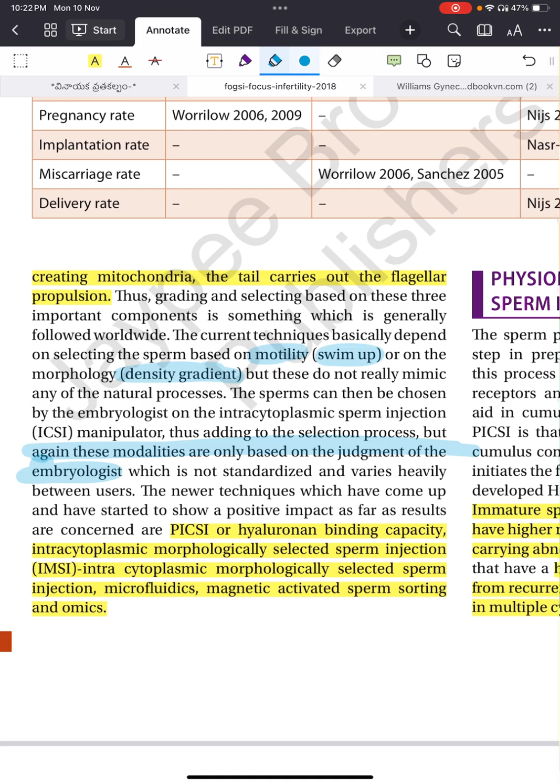PICSI, or hyaluron binding capacity, and intracytoplasmic morphologically selected sperm injection. Till now we know ICSI. Now there is another word known as IMSI. What is IMSI? Intracytoplasmic morphologically selected sperm injection. That has been evolving nowadays. Then microfluidics, magnetic activated sperm sorting, and omics. In this way, we can segregate good sperms.